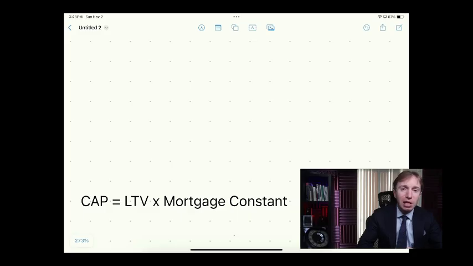If you want to have a true zero holding cost after paying everything, so all your income minus all your expenses basically nets to zero, then this equation holds. The cap rate must be equal to the loan to value ratio times a mortgage constant. We're going to get into that now.